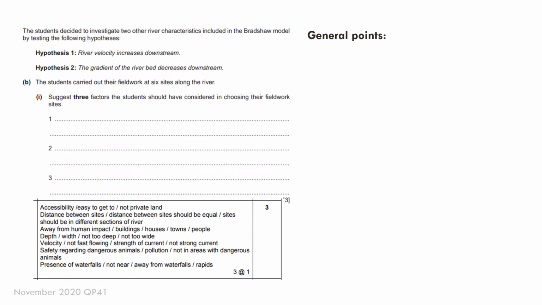So, general points about risk assessments. Really think about, is it accessible? Can you safely get there? Is it safe to operate in? What could weather conditions occur? And are there other hazards like traffic and people and things like that?